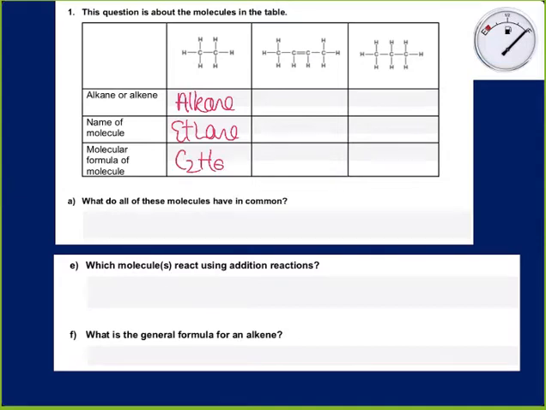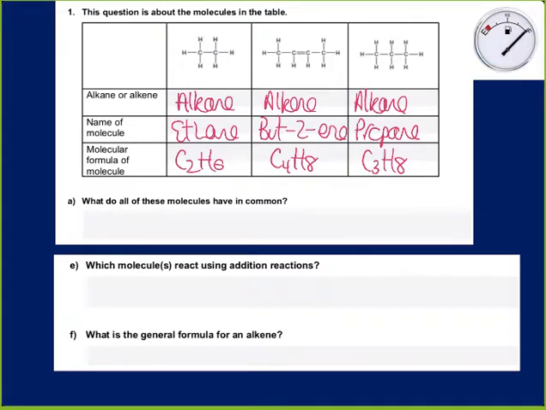It's ethene, C2H4. The middle is the alkene butene, C4H8, and the end was an alkane, propane, C3H8. And what do they all have in common? They are made of carbon and hydrogen.